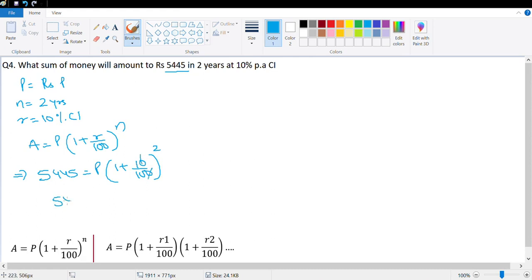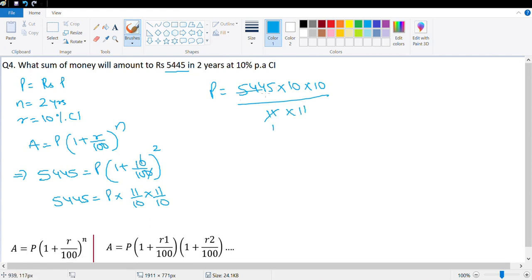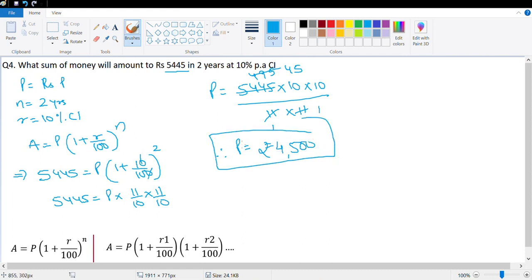So 5445 is equal to P multiplied with 11 upon 10 multiplied with 11 upon 10, which means P will be equal to 5445 into 10 into 10 upon 11 upon 11. That's 11 1s are 11, 11 4s are 44, 11 5s are 55. Therefore, principal is equal to rupees 4,500. So 4,500 will amount to 5445 in 2 years at 10% interest.